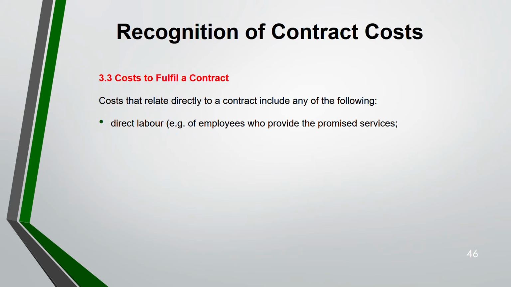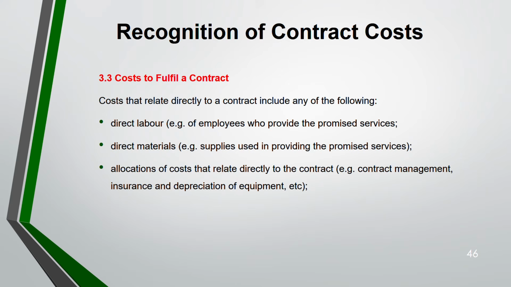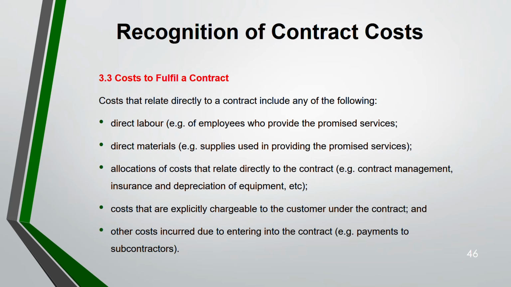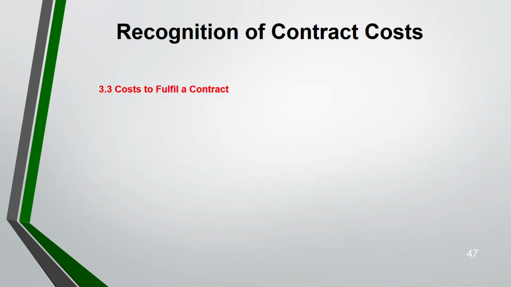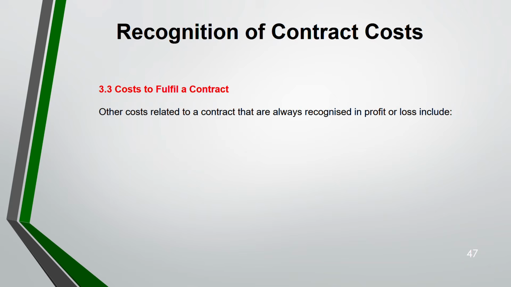Now, costs that relate directly to a contract include any of the following. Direct labor: employees who provide the promised services. Next, direct materials: supplies that are used in providing the promised services. Allocation of costs that relate directly to the contract, for example, contract management, insurance, depreciation of equipment. Costs that are explicitly chargeable to the customer under the contract, and other costs incurred due to entering into the contract, for example, payment to subcontractors.